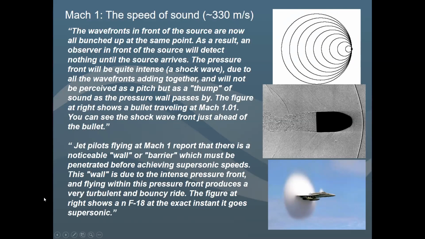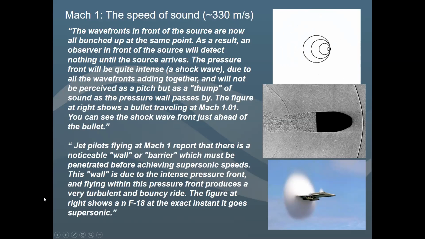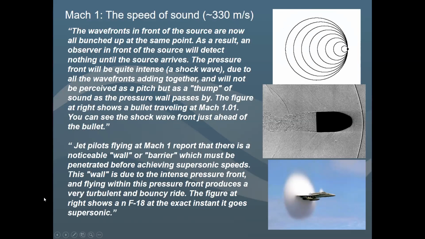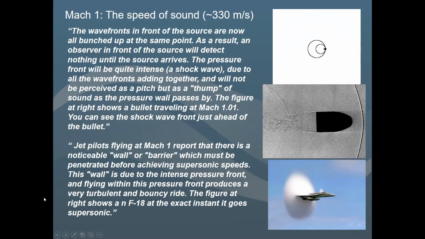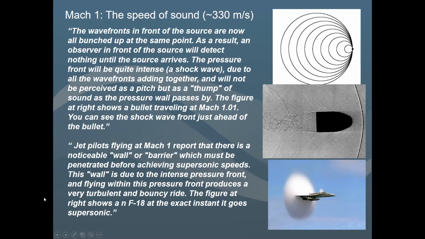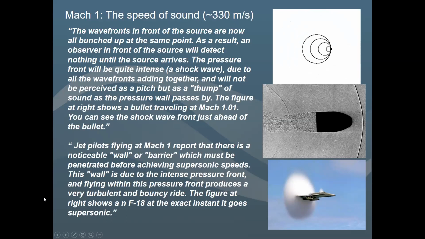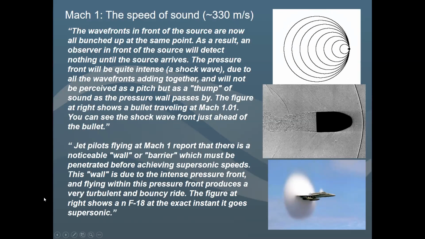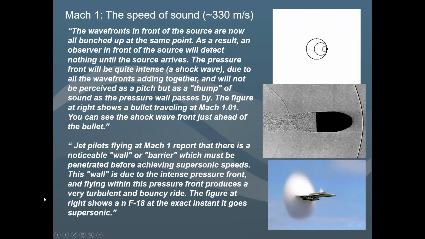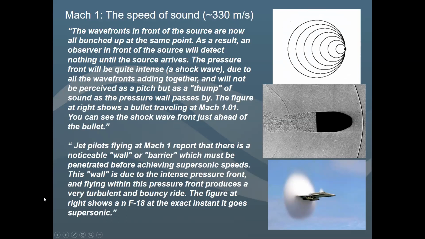This first one is regarding the speed of sound and shock waves, what happens when you break that sound barrier. The wave fronts in front of the source are now bunched up at the same point. As a result, an observer in front of the source will detect nothing until the source arrives. The pressure in front will be quite intense, so a shock wave, and this is due to all of the wave fronts adding together. This will be perceived not as a pitch, but as a thump of sound as the pressure wall passes by.